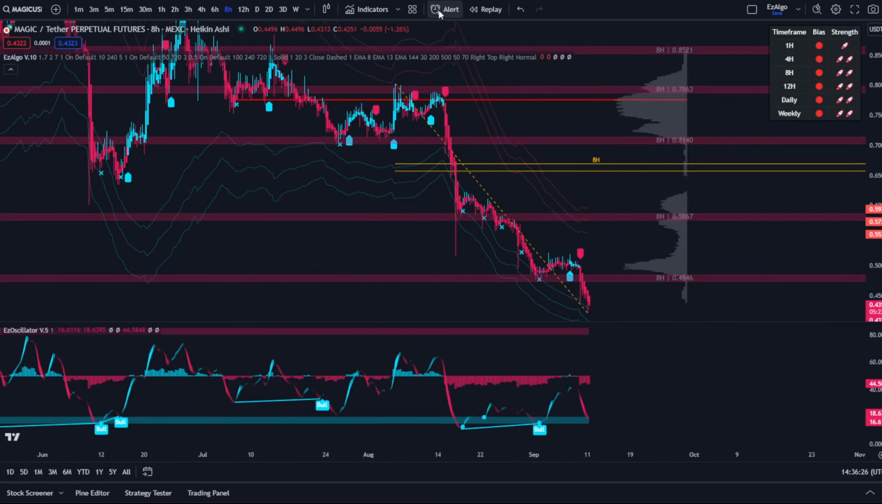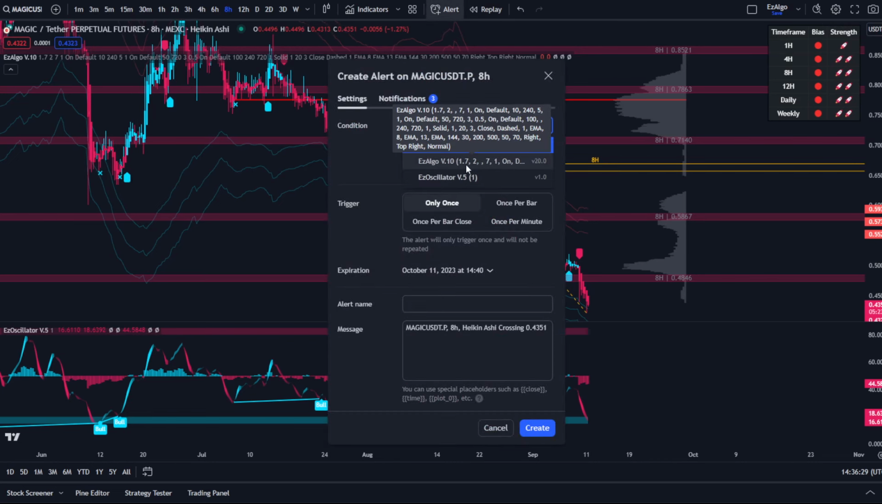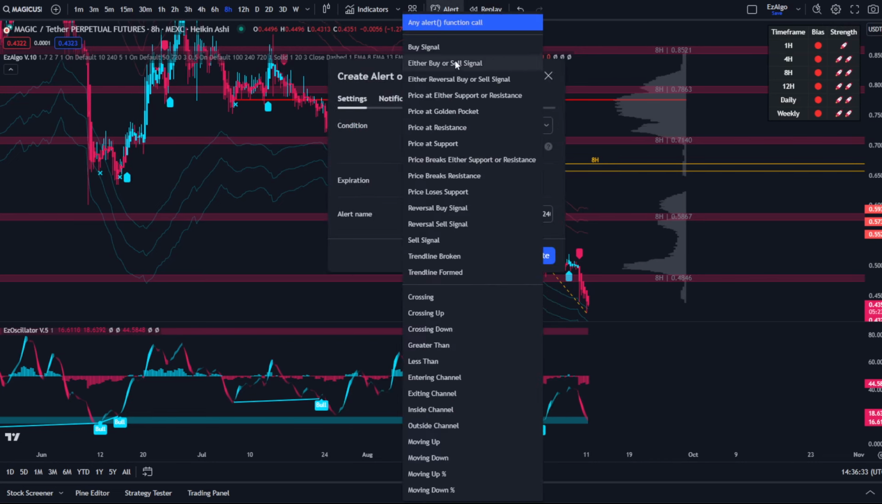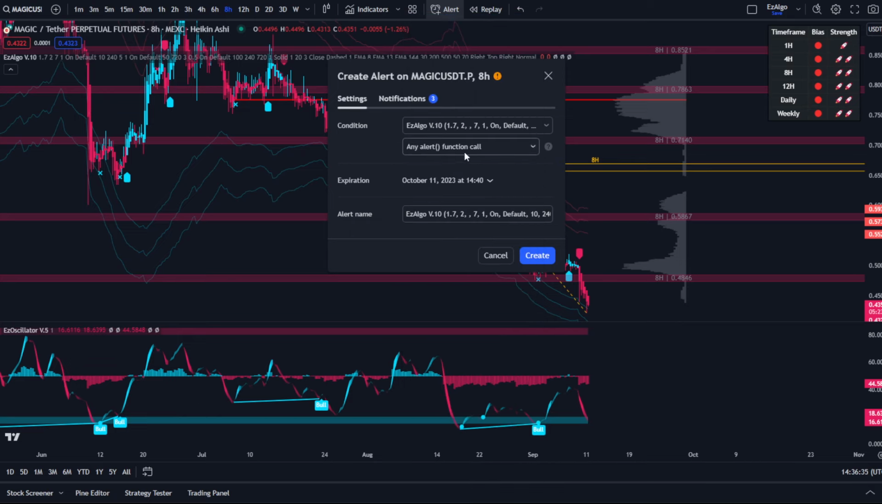Now, as far as alerts go, if you come in here to alerts, you can set it to either the EzAlgo V10 or the EasyOscillator V5. We have pretty much every alert that you can imagine.